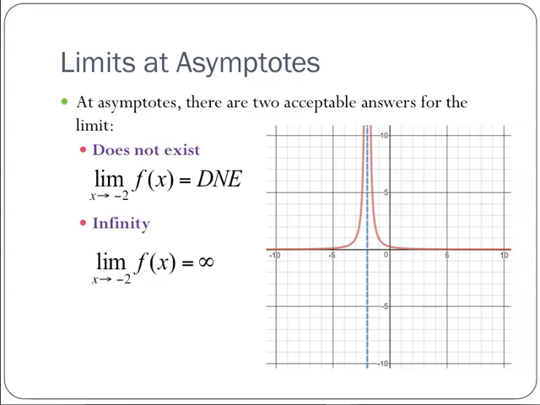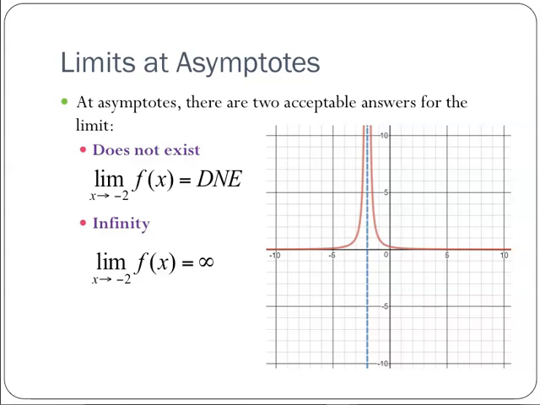So as x approaches -2, no matter which side you come from, it goes to infinity. Your y value is infinity. But it is definitely okay to just say that it does not exist because it is not a single numerical value. Infinity is not a single numerical value.